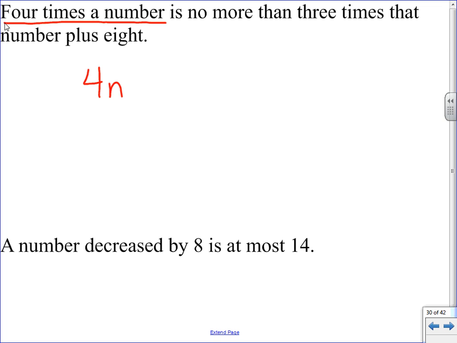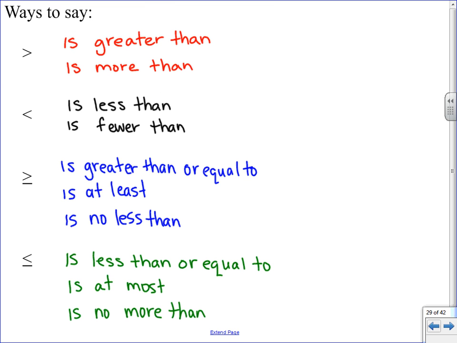Is no more than. So this is kind of like a negative or an opposite. Well, more than would be greater than, but this is no more than, so it's not that one. It's the other one. It's is less than or equal to. More than would be just greater than. Is no more than means is less than or equal to. And that was on our chart. Is no more than meant that symbol, is less than or equal to.